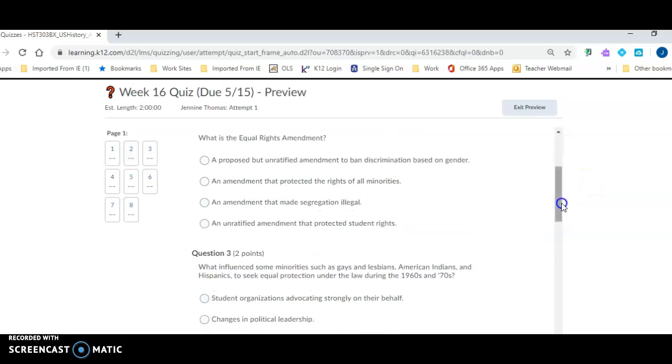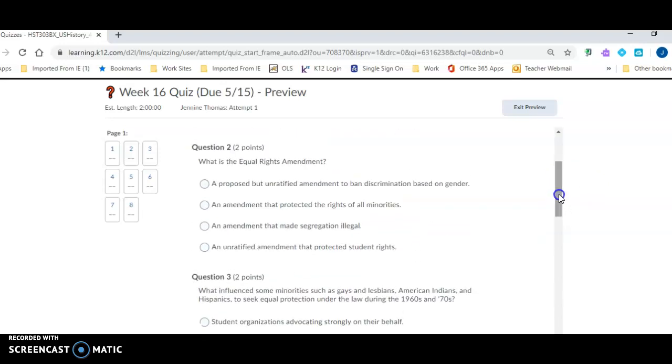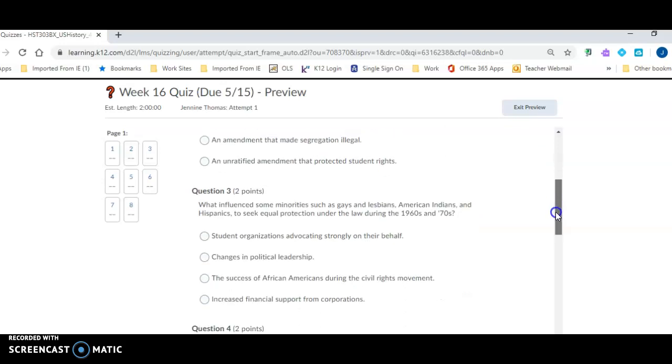Question 2. What is the Equal Rights Amendment? A proposed but unratified amendment to ban discrimination based on gender, an amendment that protected the rights of all minorities, an amendment that made segregation illegal, an unratified amendment that protected student rights.